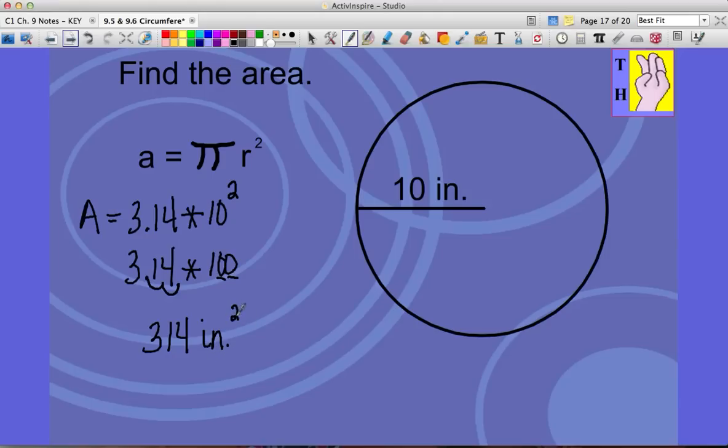Just like with all of our other shapes, when we find the area, it's in square units.